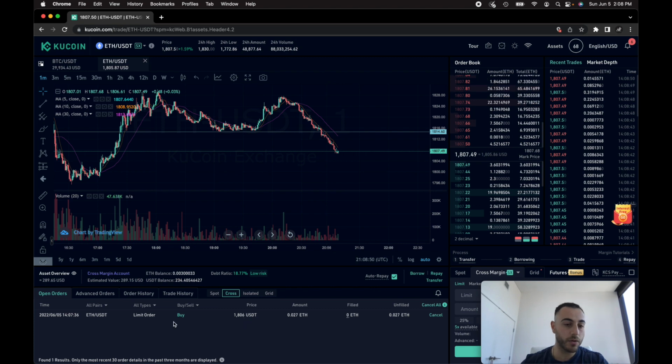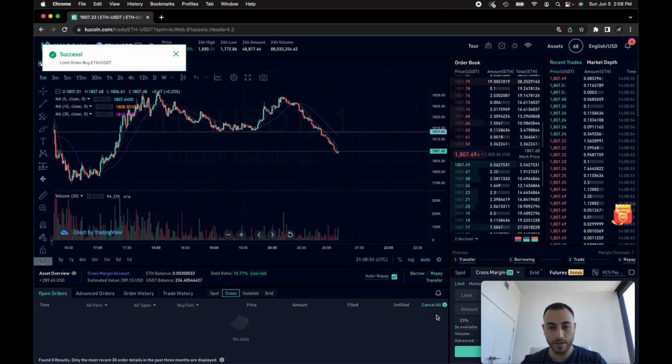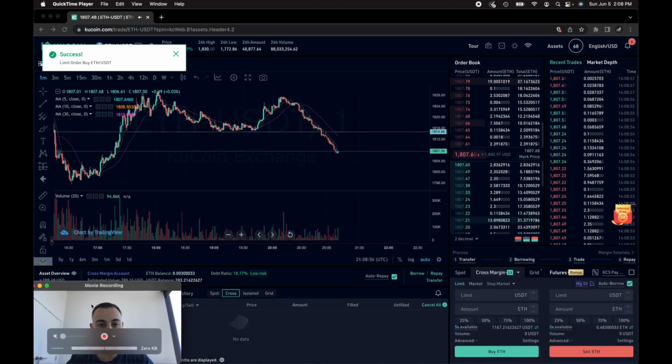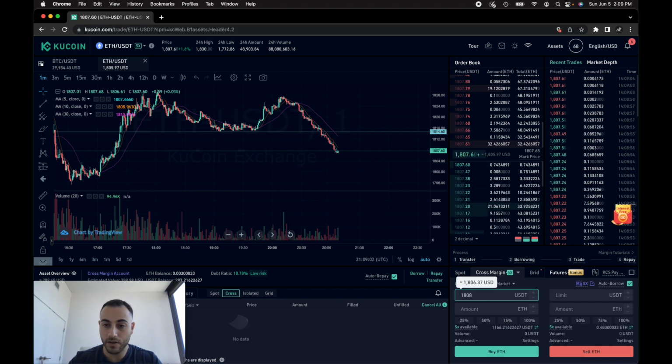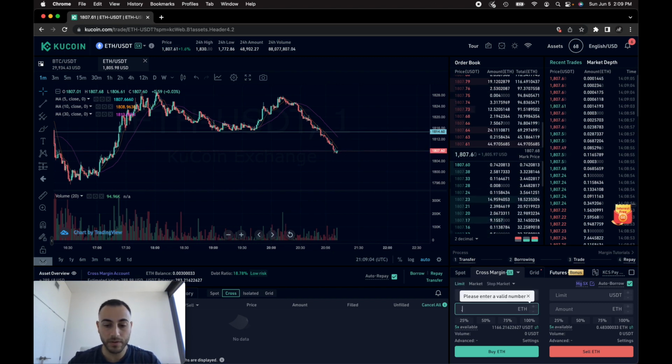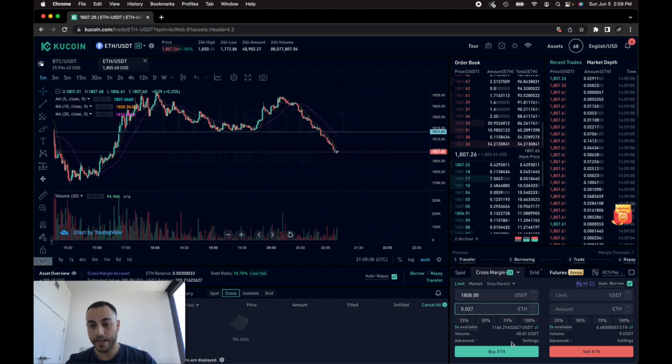But my order is not going through, so this was my limit buy order. What I'm going to do here is cancel, and try a different price. Since we haven't hit 1806, I'm going to go to maybe 1808. So 1808, and then I go to Ethereum, and I want to sell 0.027, and I'm going to buy back here, and I'm going to see if that works.